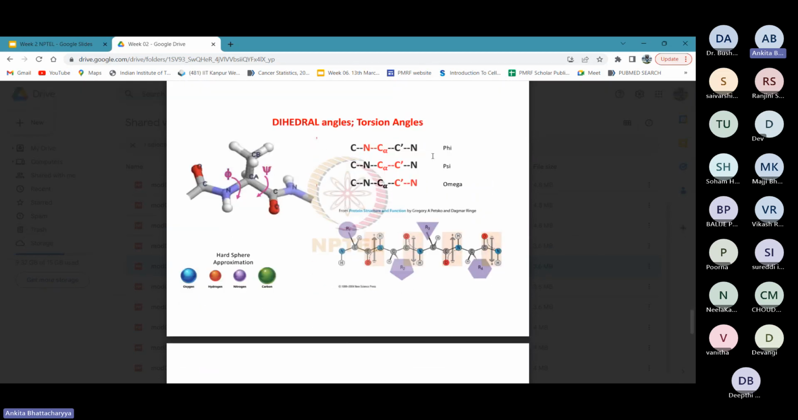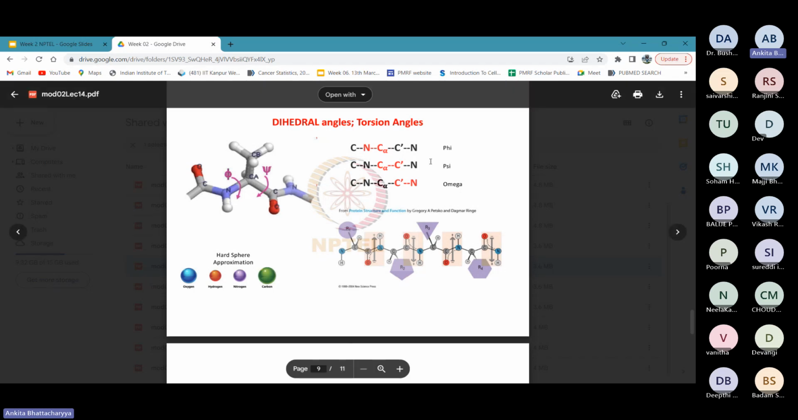So yeah, these are the torsion angles that I was just talking about. The two major torsion angles or dihedral angles are phi and psi, and the third is omega. So here you can see the 3D representation for that.